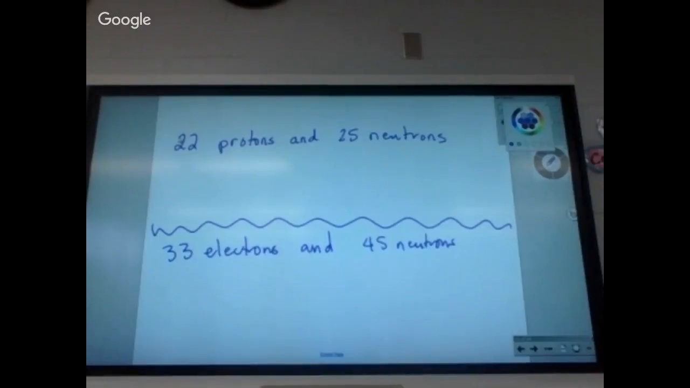You got a question? Yes. All right, hang on. How do you get the atomic mass? This is probably the easiest one we're going to do, and it doesn't get hard, except that we have to add in ions. What two particles make up the mass? So what do you do with those two numbers? Yeah, 22 plus 25.